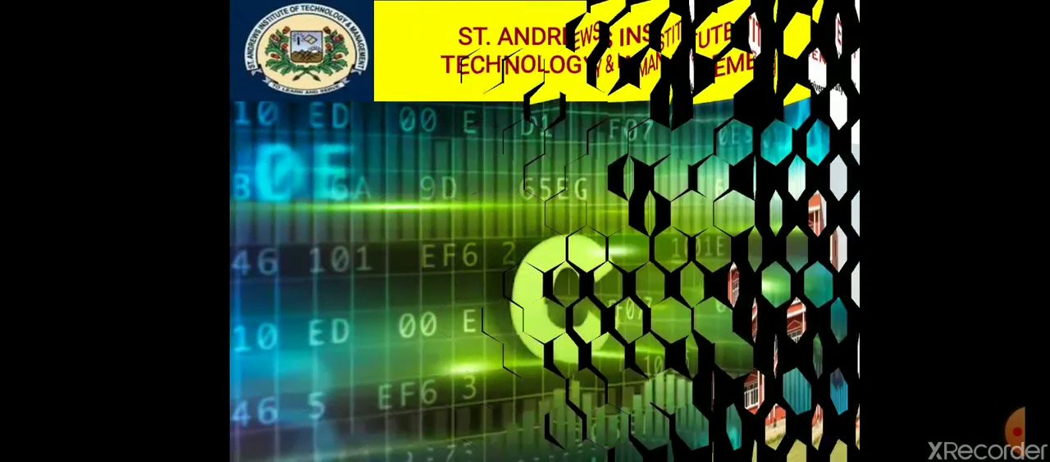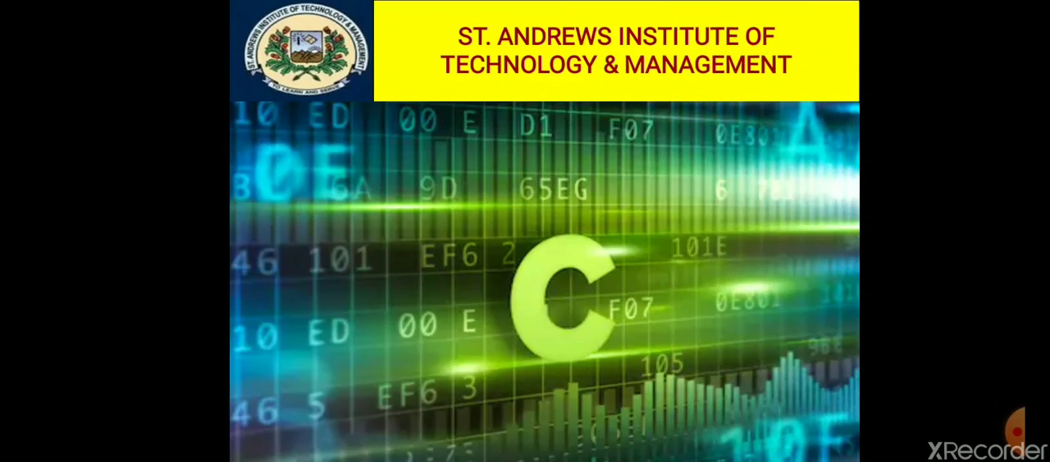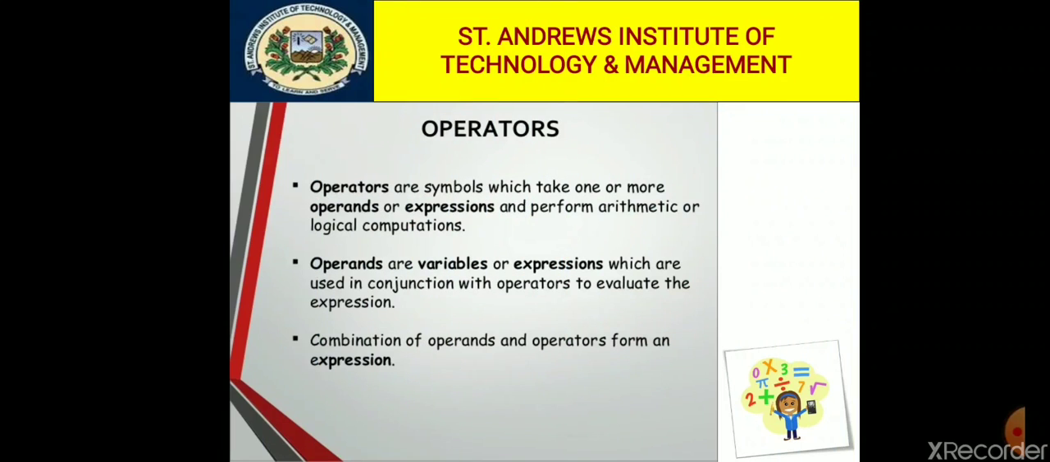So this is our fourth lecture of the web series of C programming. In the last lecture, we had done identifiers, keywords, assignment statement, data types and its size. I hope you have understood these topics very well. Now today we will discuss operators and types of operators in detail.